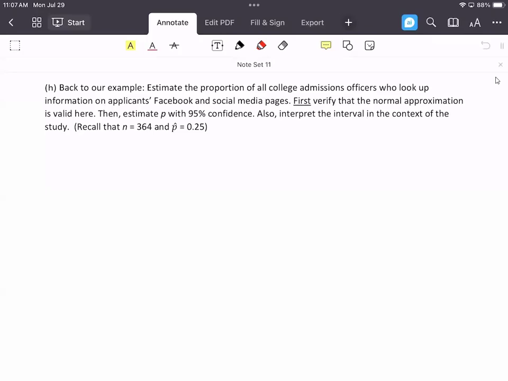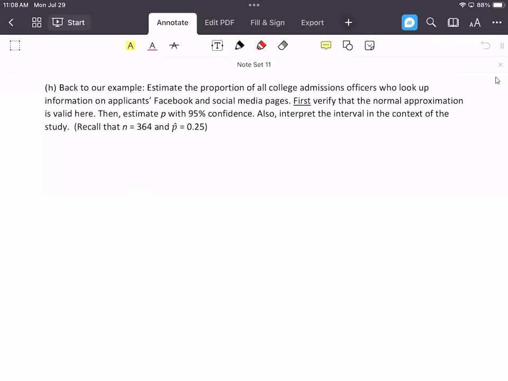Now, we want to look at that college admissions officer's example we were working on. Instead of doing a hypothesis test, though, we want to estimate the proportion of all college admissions officers who look up information on applicants' Facebook and social media pages. The first step is to verify the normal approximation is valid here. If you're not told it's valid, you need to do the testing. So please pause the video and verify that you can use the normal approximation here.